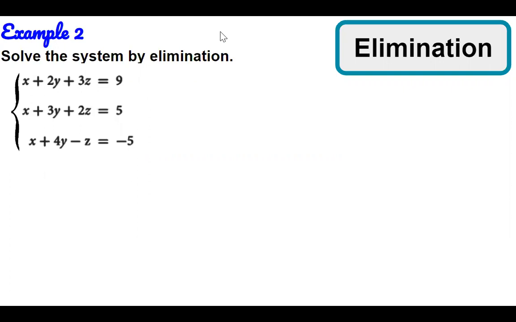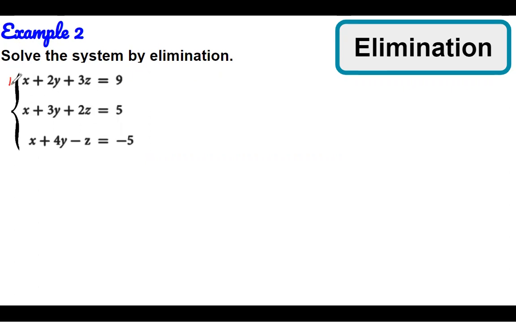So, number 1, number 2, number 3. Let me go ahead and write 1 and 2. We have X plus 2Y plus 3Z equals 9. X plus 3Y plus 2Z equals 5. Looking at our variables, we have X and X. We have 2Y and 3Y. Over here we have 3Z and 2Z.